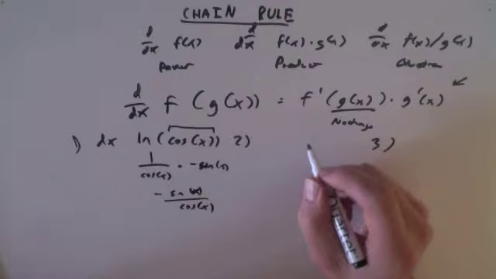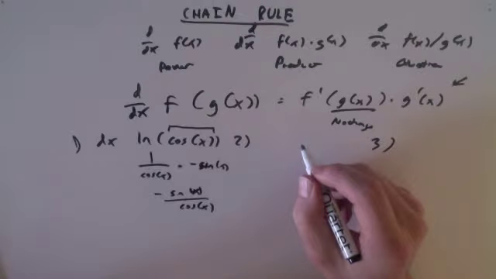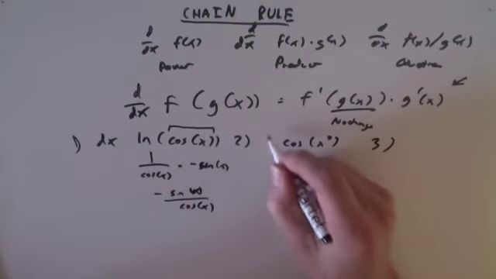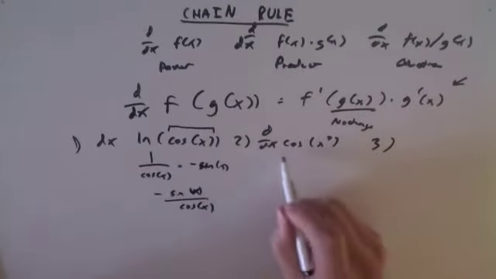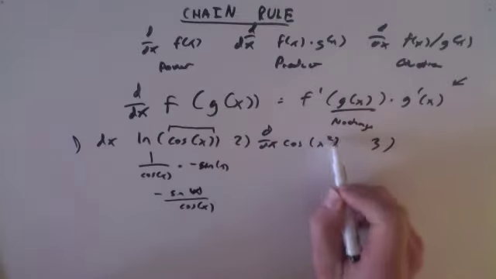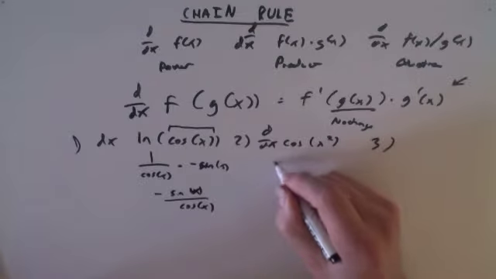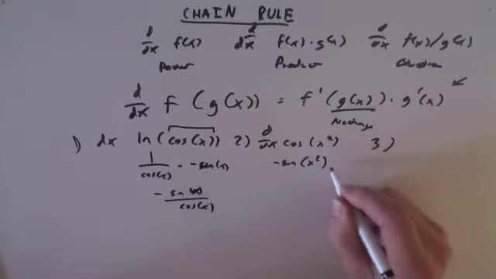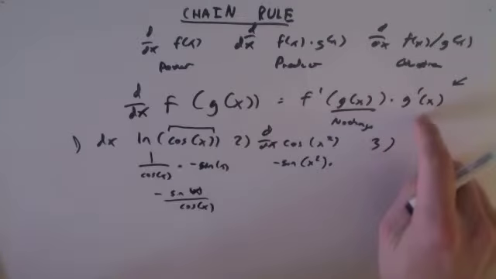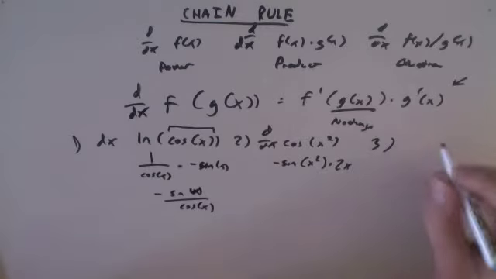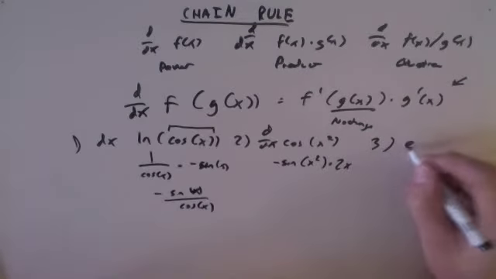Let's say we had cosine of x squared, and we want to take its derivative. I would take the derivative of the outside and keep the inside. The derivative of cosine is negative sine, with the inside, nothing changes, times the derivative of the inside, which is 2x. So pretty simple one.